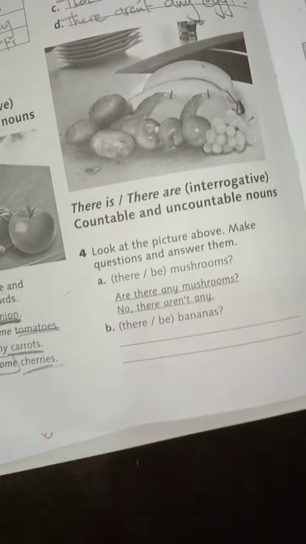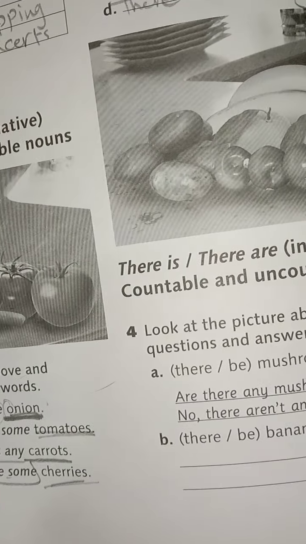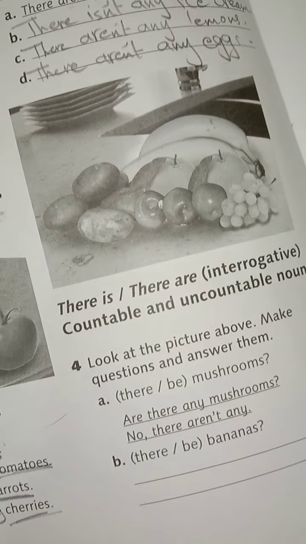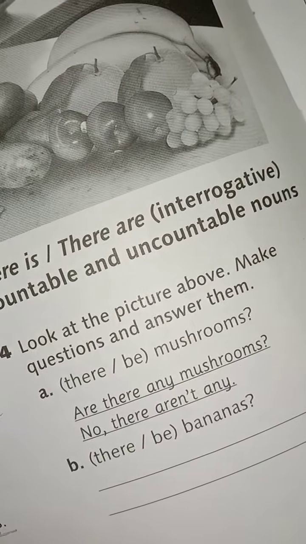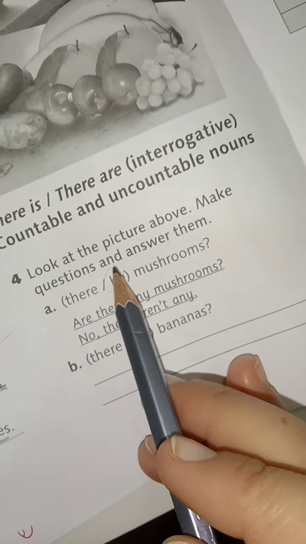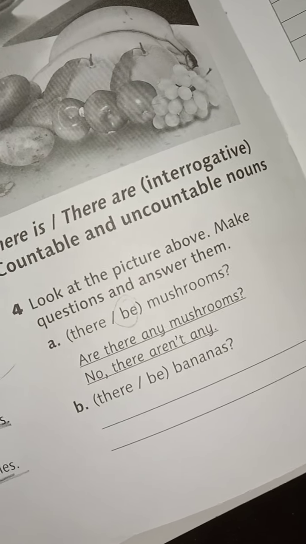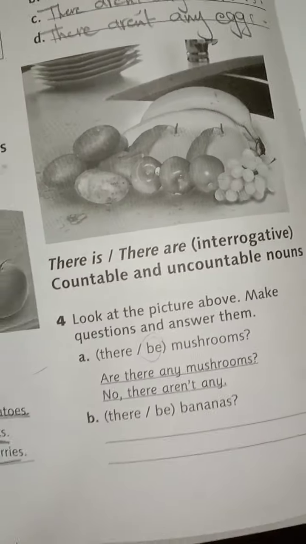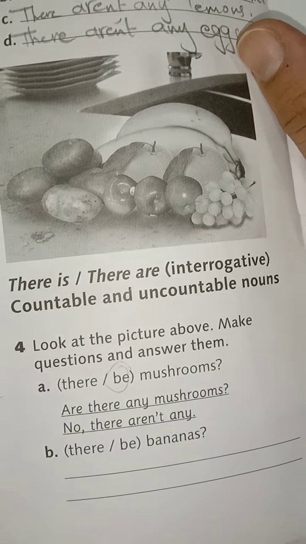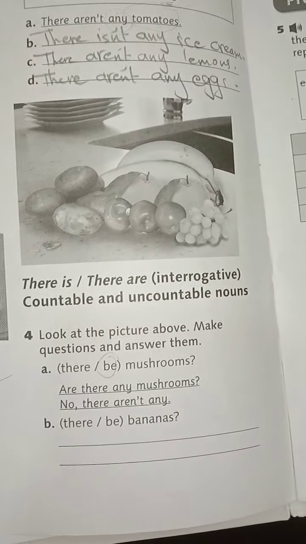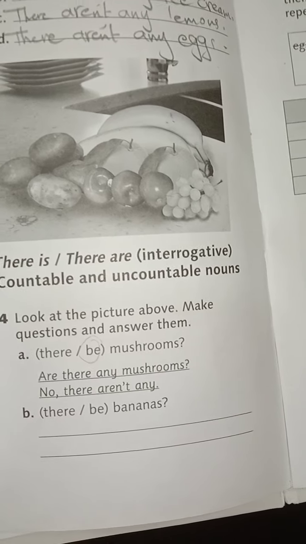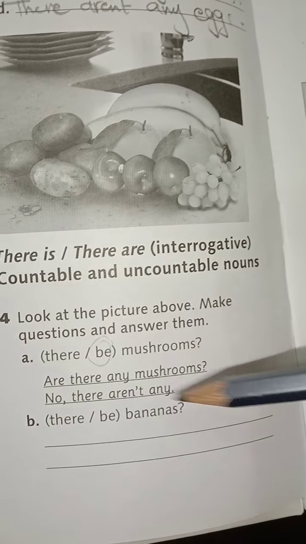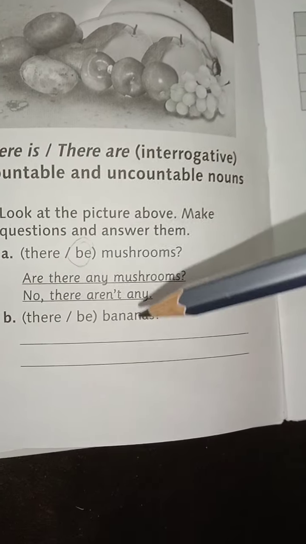Okay. Now, last question for today. Exercise number 4. Look at the picture above. Make questions and answer them. بدنا نعمل سؤال ونجاوب عليه. Look at the example. There be. What's the meaning of be? يعني، إما is أو are. Mushrooms, بدنا نشوف. هل في عندي هون فطر أو لا؟ حسب الصورة. Of course, there aren't any mushrooms. ما في عندي فطر. How do I ask? I ask with either is there or are there. Mushrooms are plural countable nouns, so you have to use are there. So, are there any mushrooms? No, there aren't any.